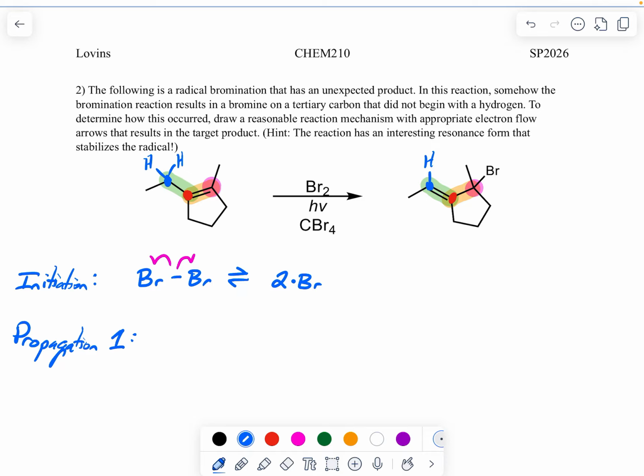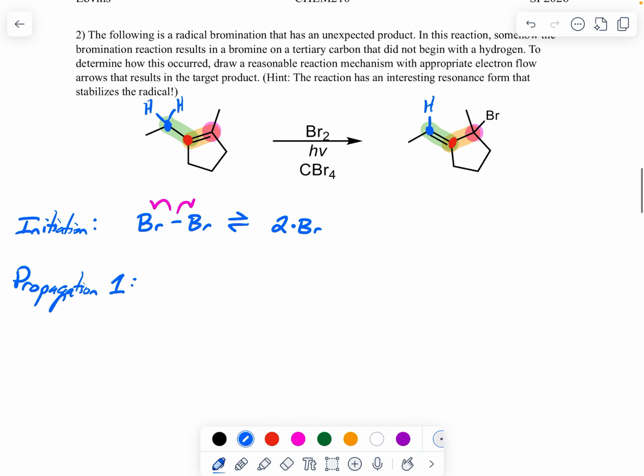Now, in our propagation 1, what we're going to end up seeing is that hydrogen that we were talking about beforehand on that carbon that we have highlighted in blue up top, that is the one that we actually care about. All right, so we're just going to draw this out with that hydrogen shown, because our bromine radical is going to be the thing that comes in and actually interacts with this hydrogen.